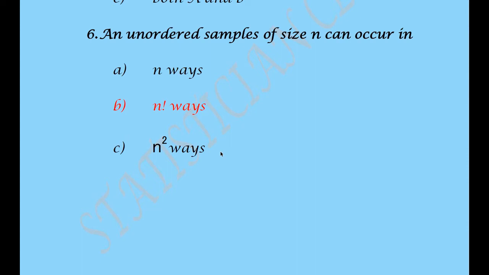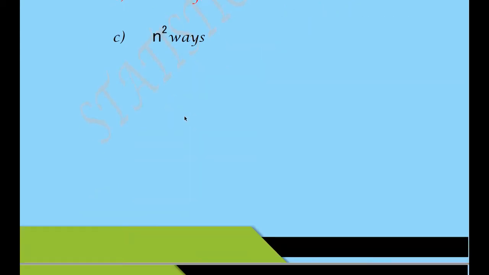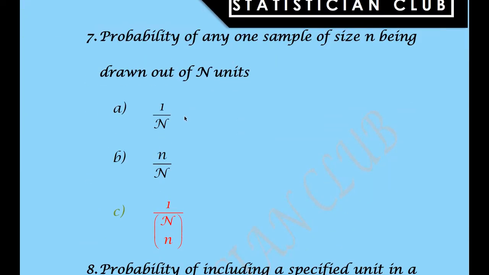N ordered samples of size n can occur in n ways, n factorial ways, n square ways. Right answer is n factorial ways. So an unordered sample of size n, if you select a sample unordered, you do not consider its order. So the occurrence of sample will be in n factorial ways. Probability of any one sample of size n being drawn out of capital N units: 1 over capital N C small n.